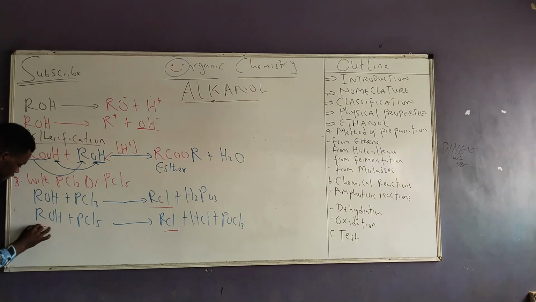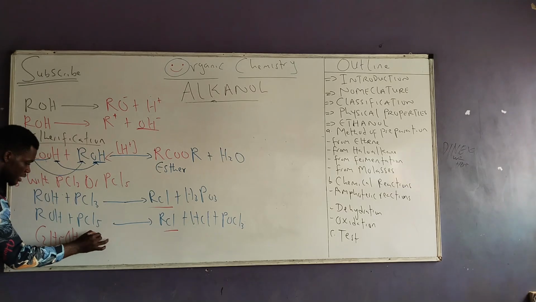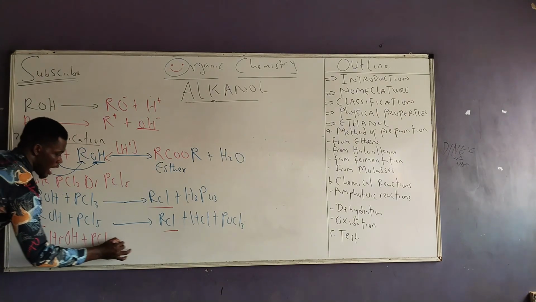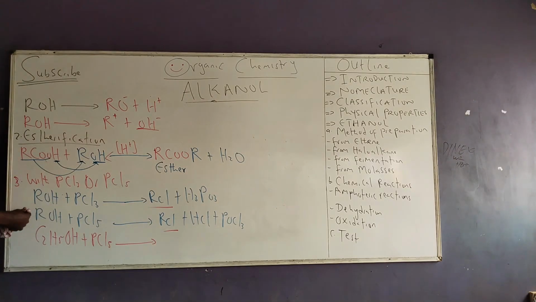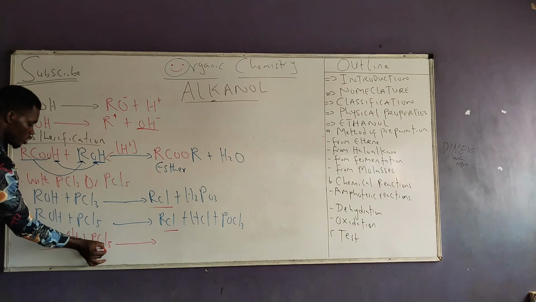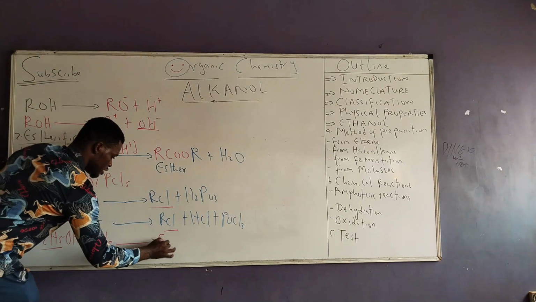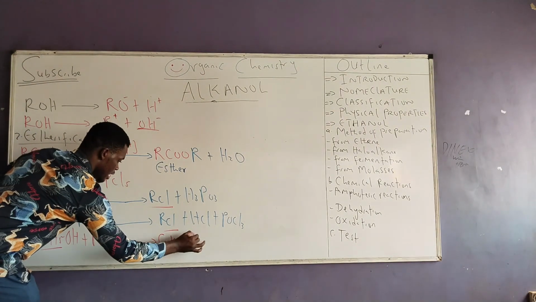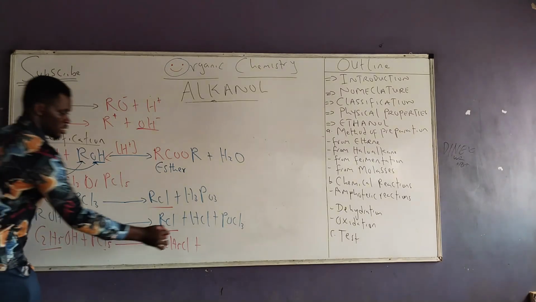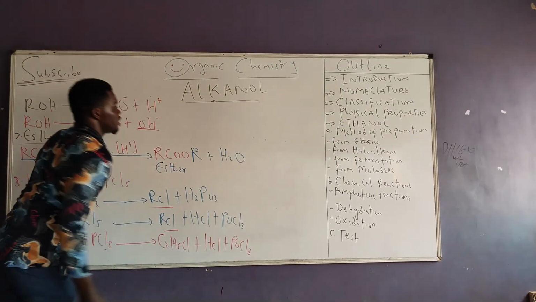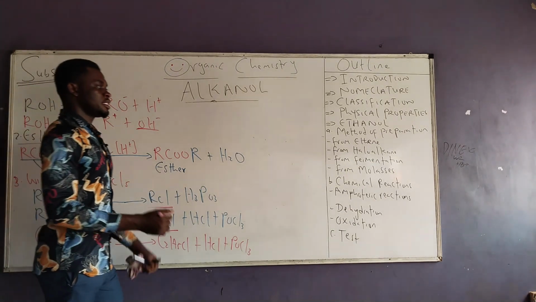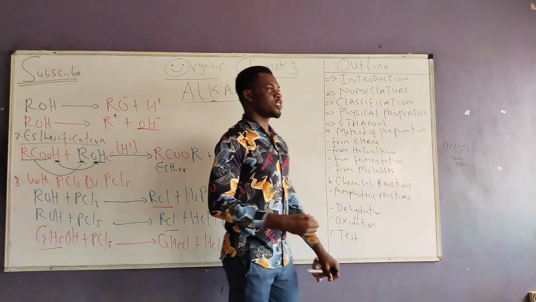For instance, C2H5OH plus PCl3, or PCl5 in this case. What do I have as my reaction? C2H5 goes with one chlorine from here. What do I have? I have C2H5Cl plus HCl plus POCl3.